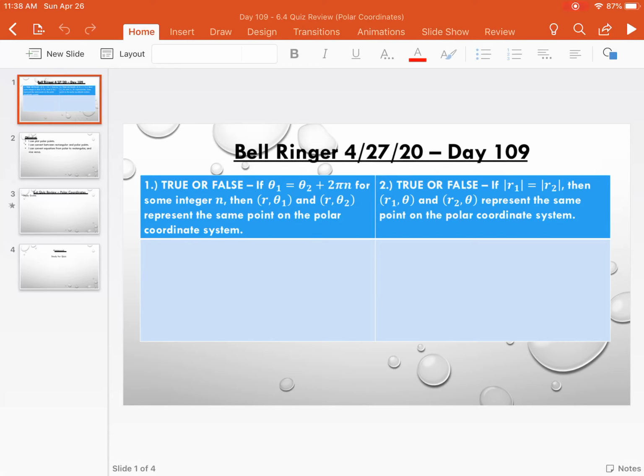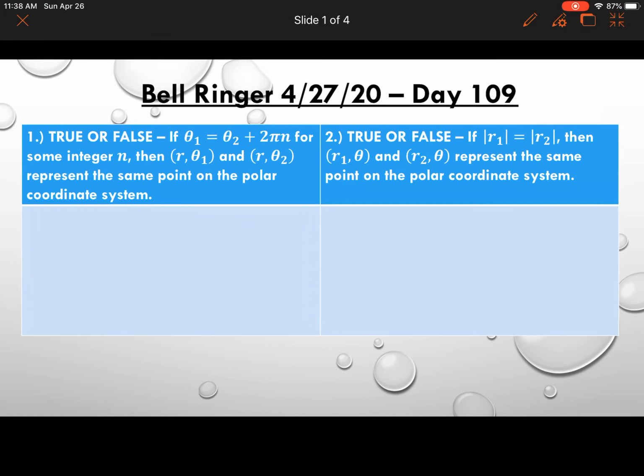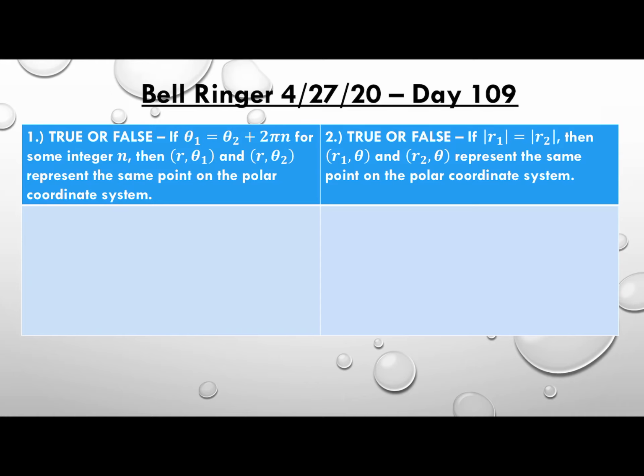So let's get to our warm-up first, our little bell ringer here, and then we'll get to more details about that quiz. All right. So two true or false questions. The first one: if theta sub 1 is equal to theta sub 2 plus 2 pi n for some integer n, then r comma theta sub 1 and r comma theta sub 2 represent the same point on the polar coordinate system. So true or false? Do these two coordinates represent the same point on the polar coordinate system?